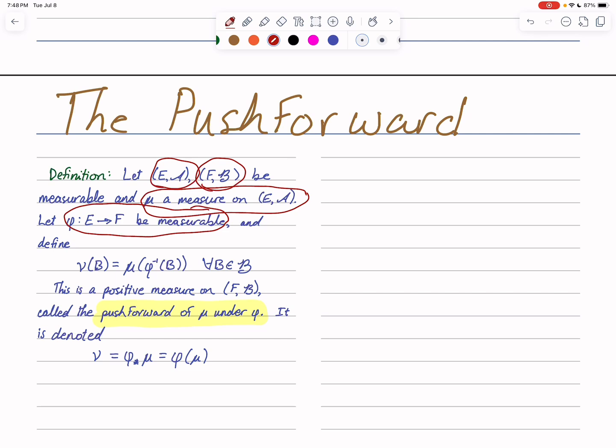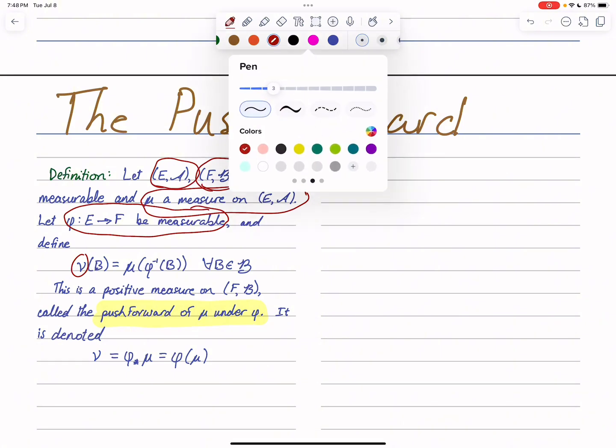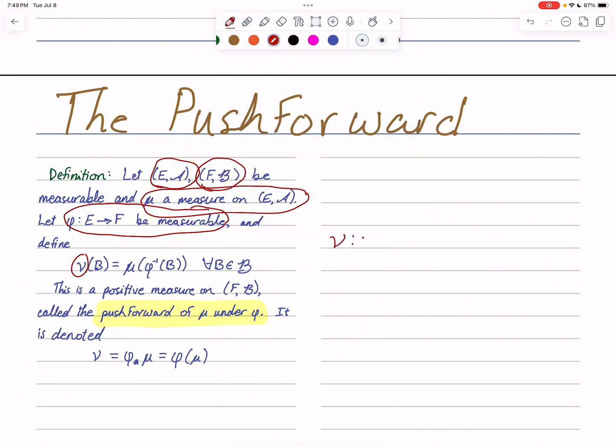Then we are going to define this thing which we're writing here as nu, right? That's the Greek letter nu. Nu is going to be a function. Its domain is B, so that second sigma field. And its range will be 0 to infinity because it is going to be a positive measure on the second measurable space.